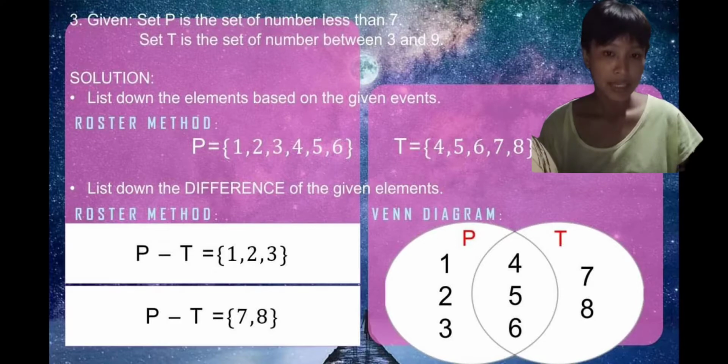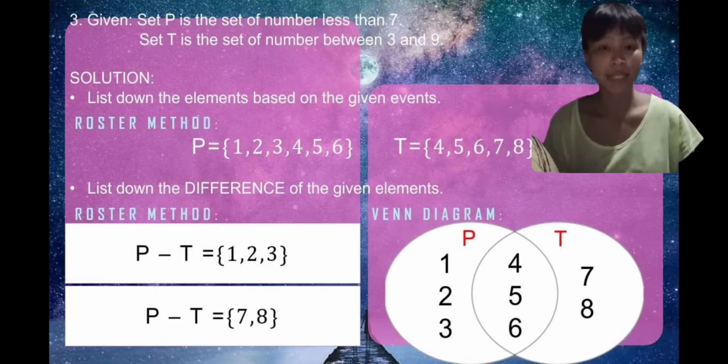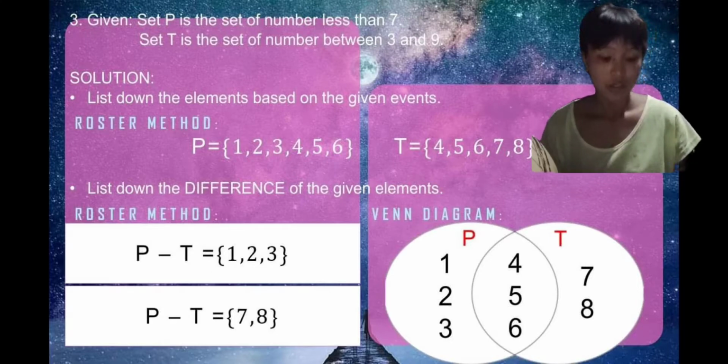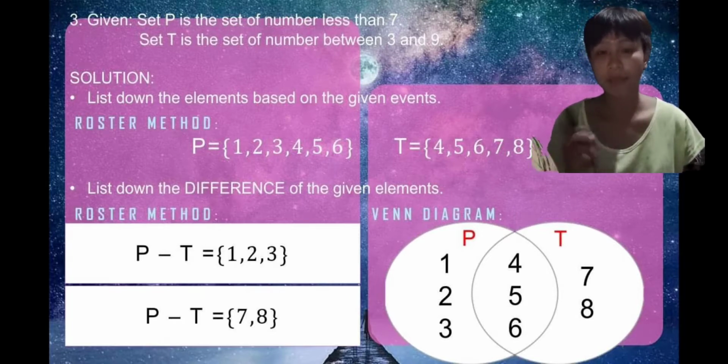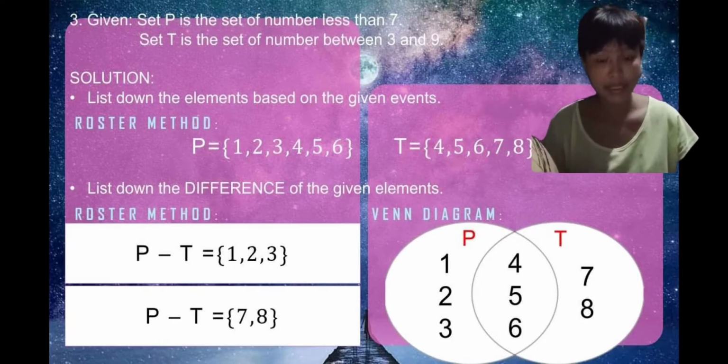Set P is 1, 2, 3, 4, 5, and 6. Then set T is 4, 5, 6, 7, and 8. Union is coming together. Lahat sila yung nakapaloob sa Venn diagram. Then yung intersection is yung parehas. Mayroon sa set P and meron sa set T. So yung parehas na mayroon doon is yung 4, 5, and 6.